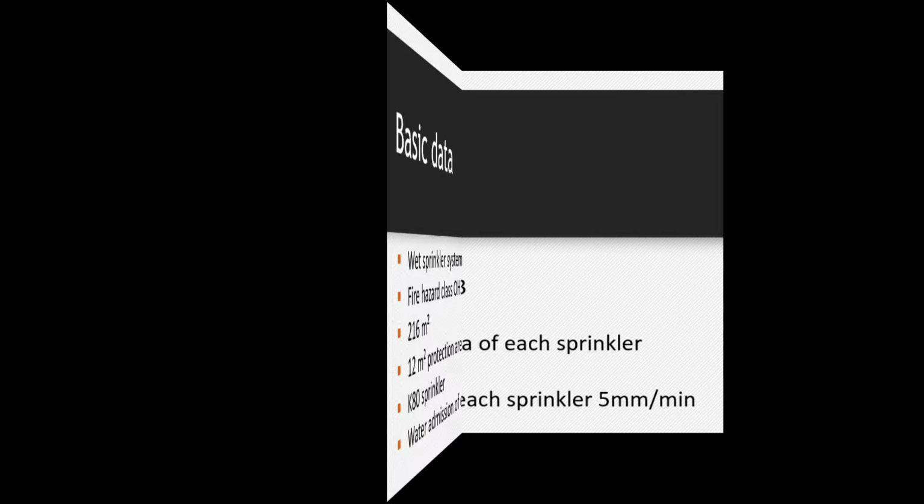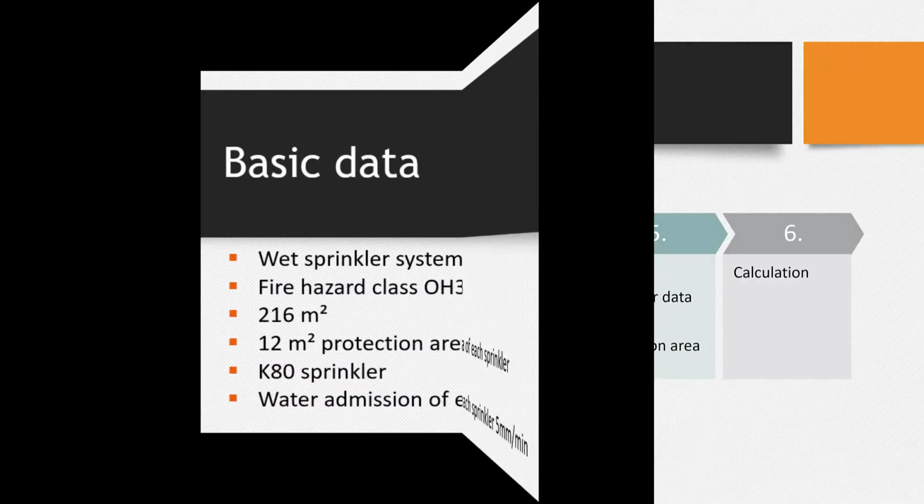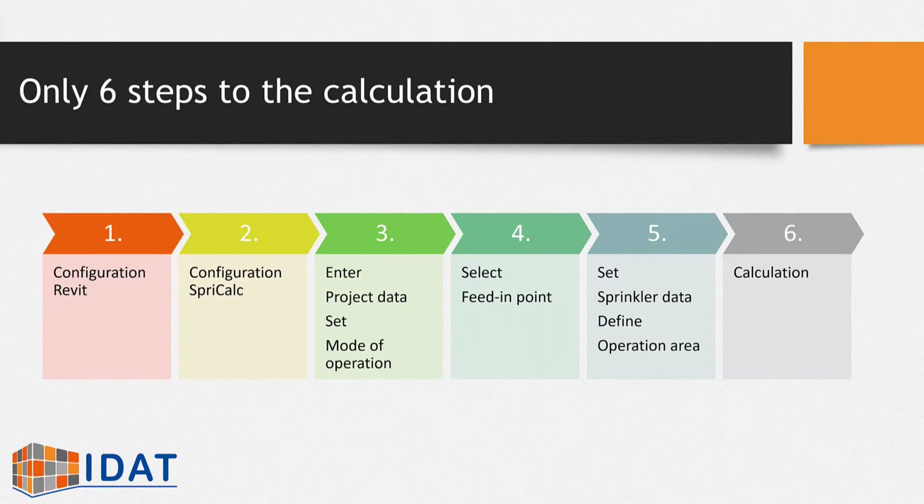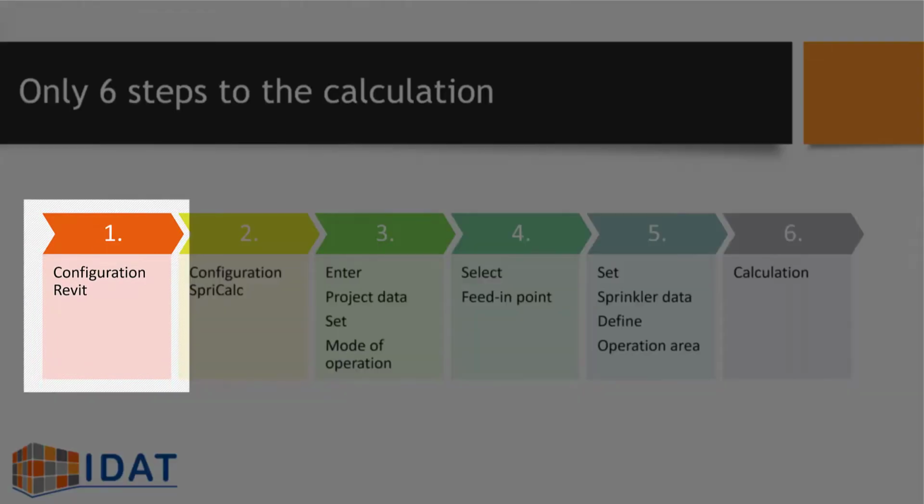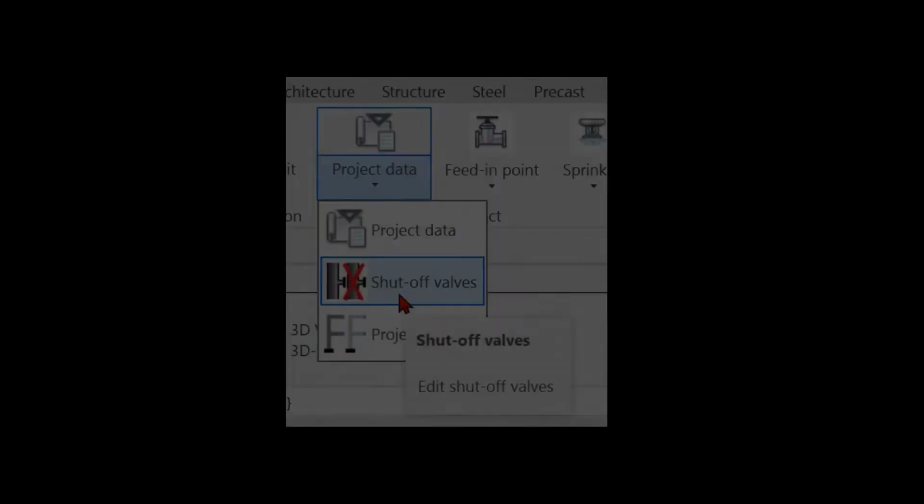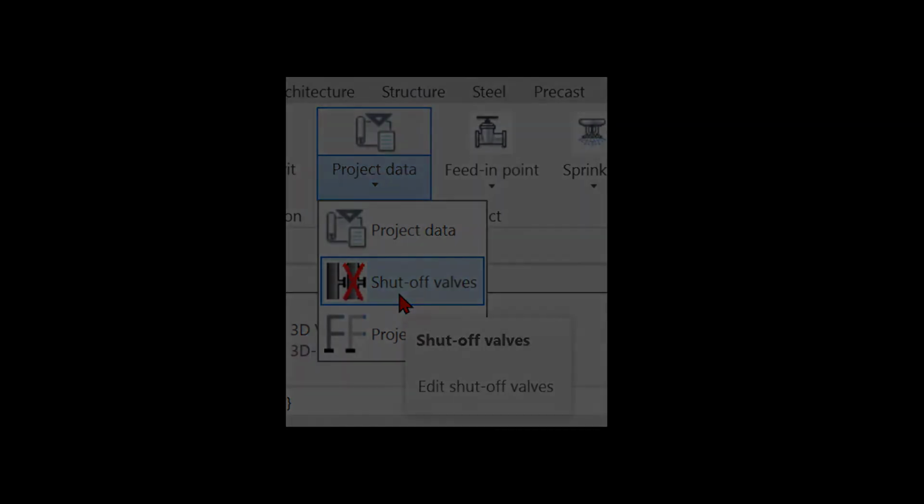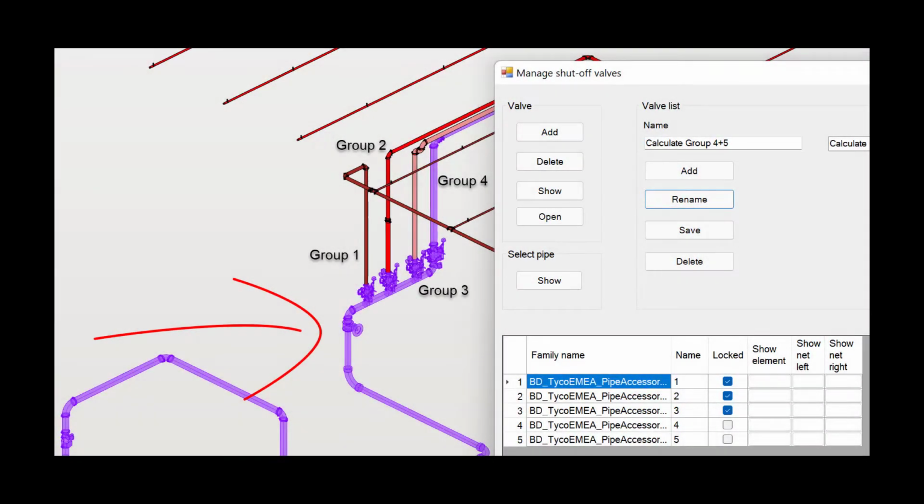First, you need the basic data for the sprinkler system. After only 6 steps, our program will take you from configuration in Revit to the calculation. Some of our features reduce calculation time by shut-off areas in large plans, as in this example.